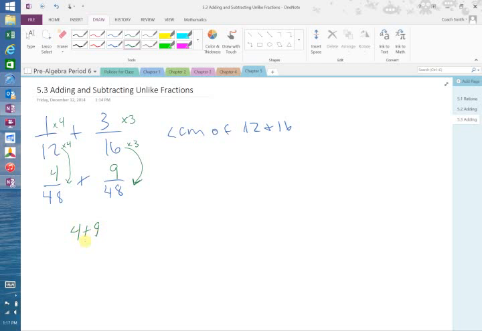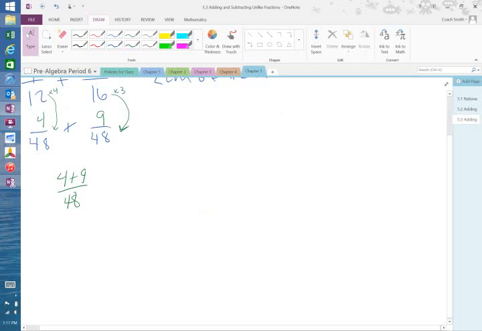Let's take 4 plus 9 over 48. 4 plus 9 is what? 13. So that's 13 over 48, and that's your answer. It's the same thing that we did last night, with the exception that now you're going to have fractions that don't have the same denominator. You're going to have negatives, you're going to have positives, you're going to have mixed numbers, you're going to have improper fractions that you have to convert.